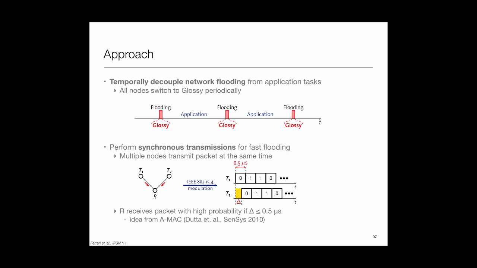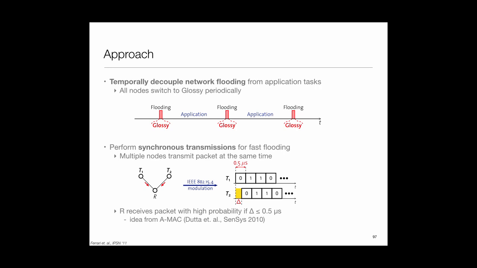So the way it does is it basically says, I'm going to operate my network in two modes. Periodically, the network will go into a flooding mode, where all it is going to do is flooding, and all the other application traffic is disabled. That sounds bad, but it's not necessarily bad.